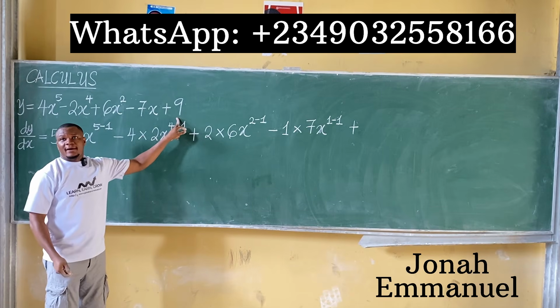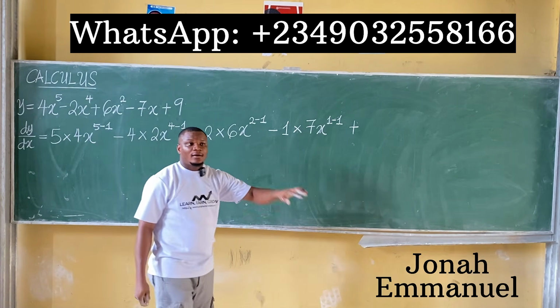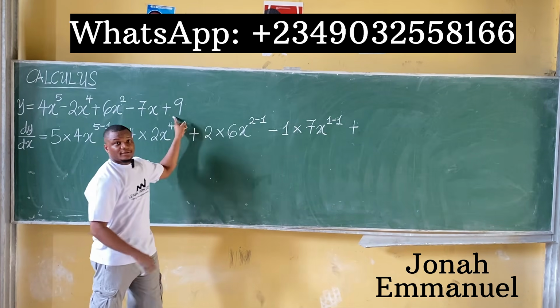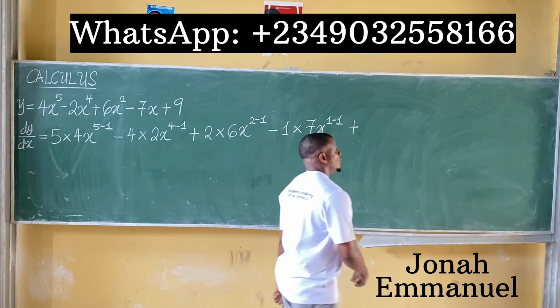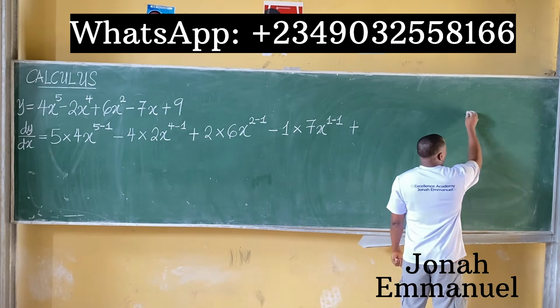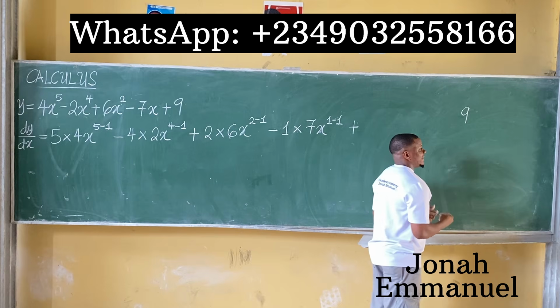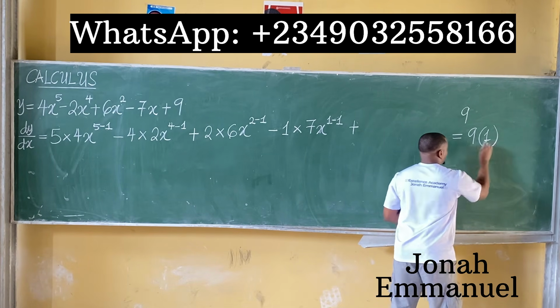First things first. Is there an x term here? Is there an x term here? Is there an x term here? Well, watch this. There is 9. Please, let's agree on something. 9 is the same thing as me saying 9 times 1. True or false?